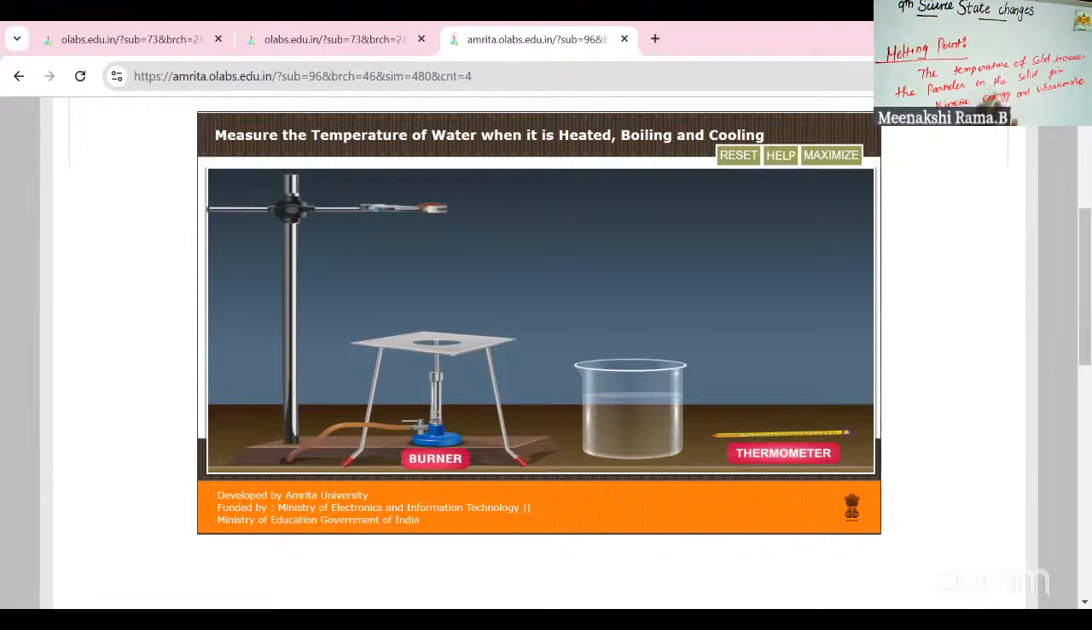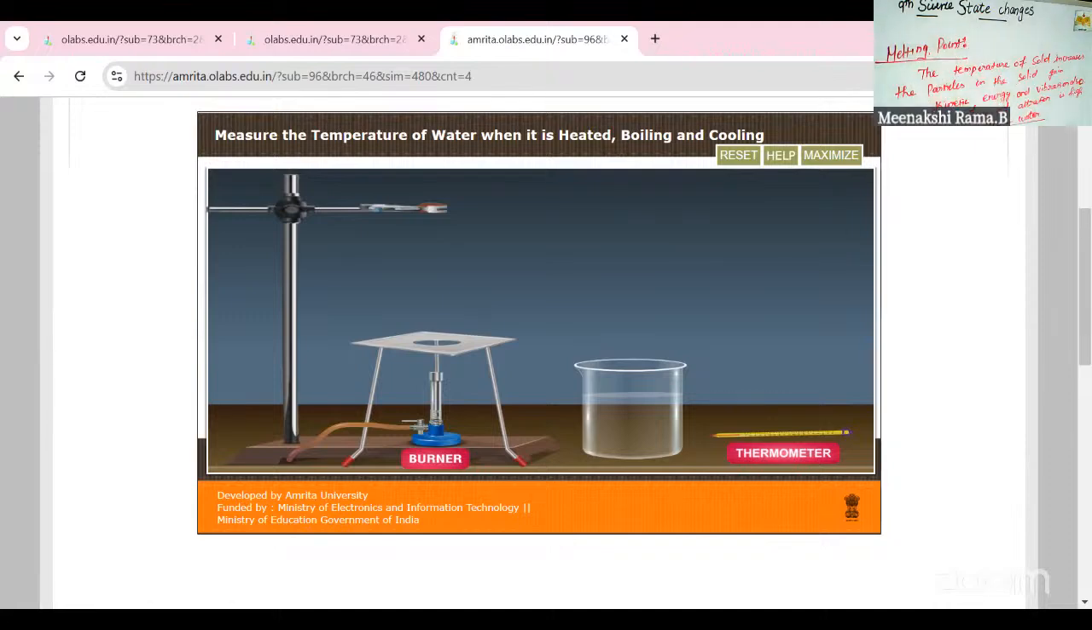The force of attraction is high in the ice, so the molecules move here and there. The solid melts and turns into liquid. The temperature at which this happens is called the melting point. The temperature at which the ice turns into water is called the melting point of water.